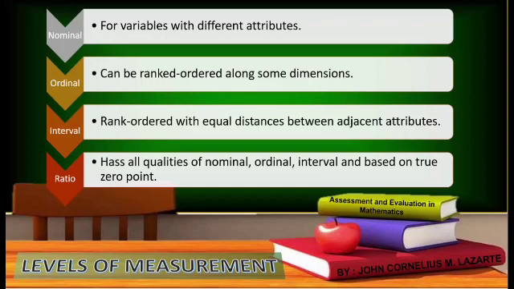The next one is the interval measure, which describes variables whose attributes are rank ordered and have equal distances between adjacent attributes, like for example the Fahrenheit temperature scale. And the last one is ratio, which is used in describing variables with attributes that have all qualities of nominal, ordinal, and interval, and is based on a true 0 point, like for example length of residence and number of organizations.